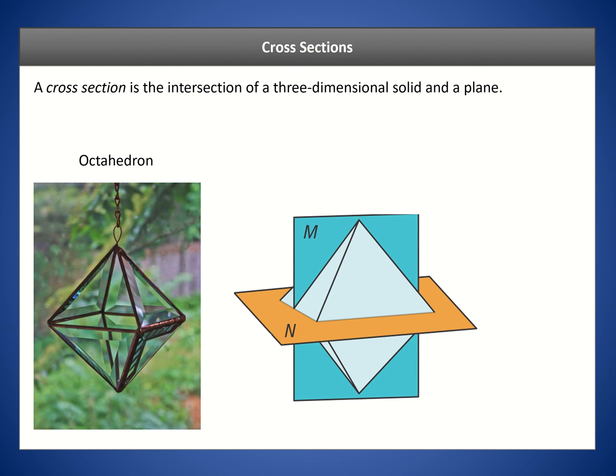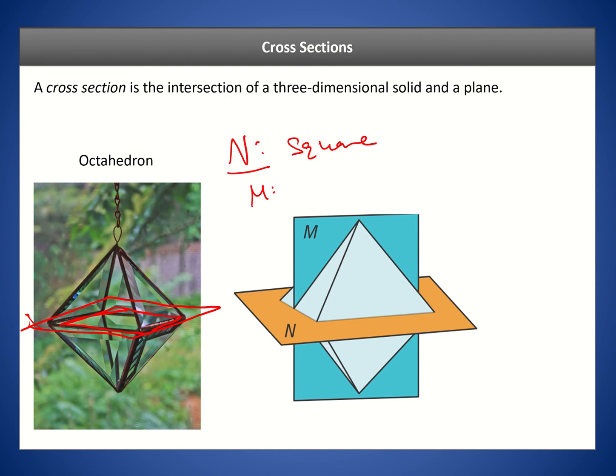So for this octahedron, if I were to slice it in the middle, right there, notice I slice it and I look at a square cross-section. So if I slice it for n, I'm going to get a square, assuming this is a square pyramid. So the cross-section is a square.